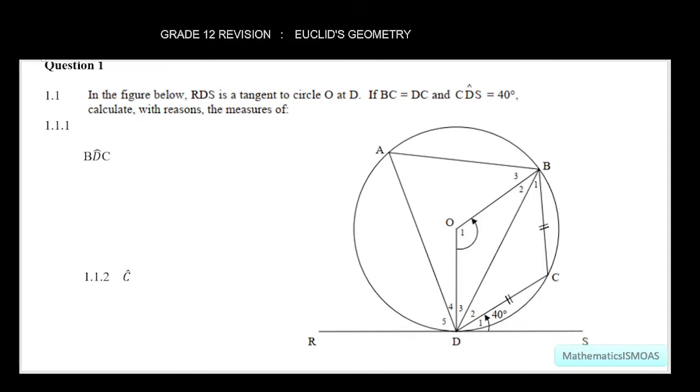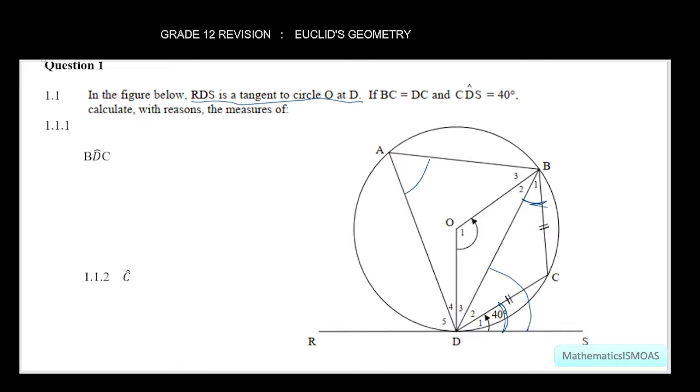We are told that RDS is a tangent to a circle at what? At D. I'm already thinking about my tangent theorems. Tan-chord theorem, will it work? Yes, the tan-chord theorem will work. Angle D1 is equal to angle what? B1. Tan-chord theorem. And what else? We also have another tan-chord theorem. From where? Angle BDS. Angle BDS will be equal to angle A.